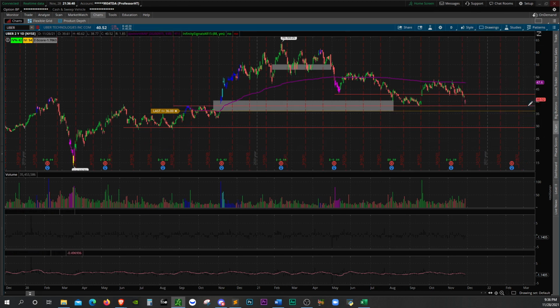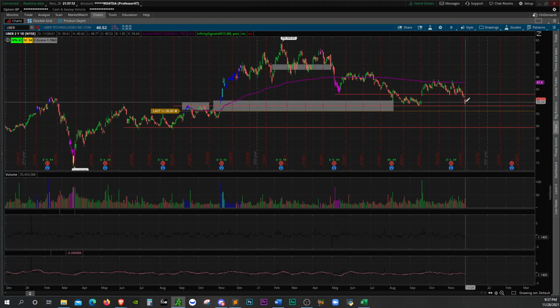I'm going to draw a rectangle on it. You see these 3 points? That's resistance acting as support because the price is above it. And as you can see, it intersects perfectly right here. Perfectly, like to the penny probably. And then it jumps, and as soon as it jumped, it created a gap. Check that out. And now we've filled it.